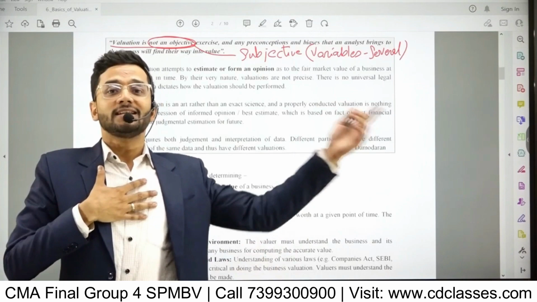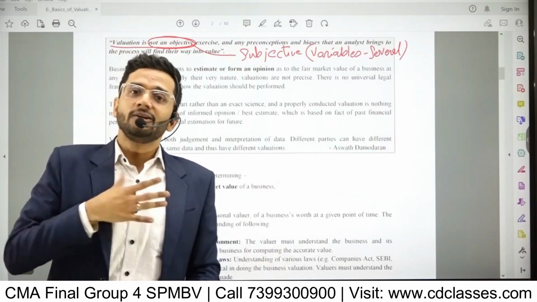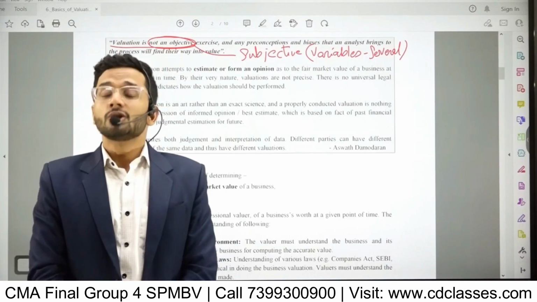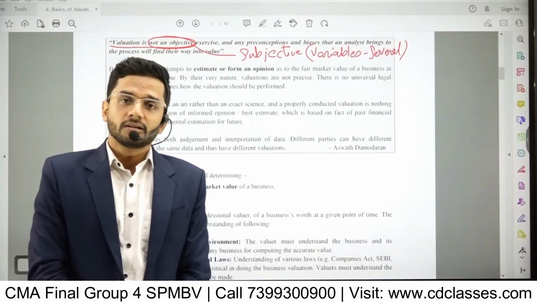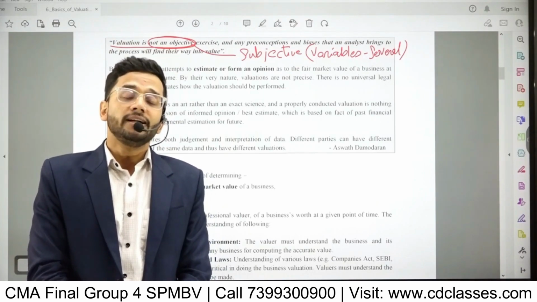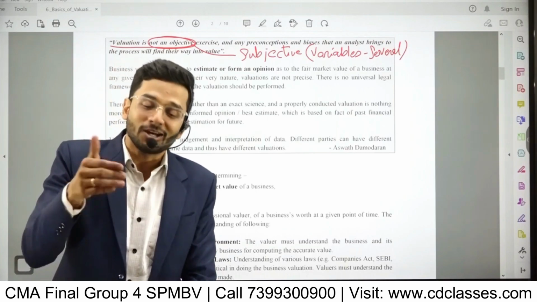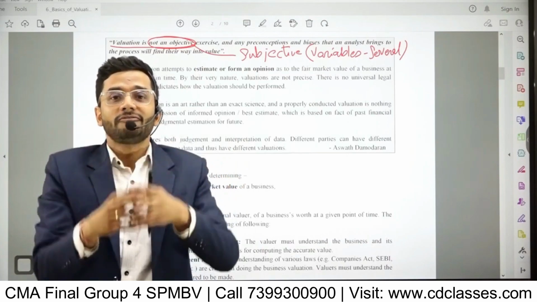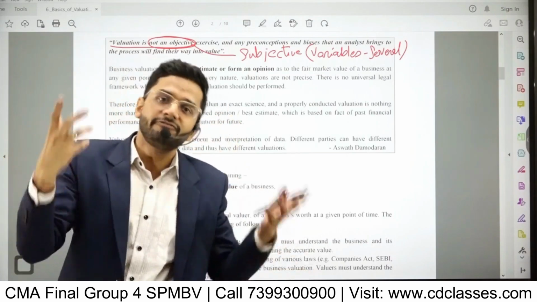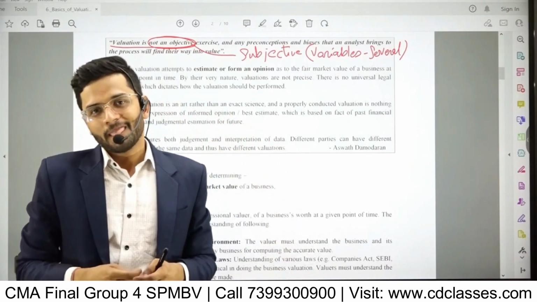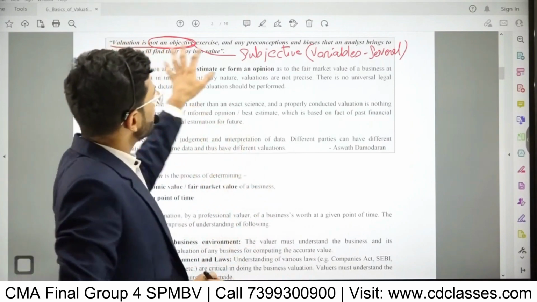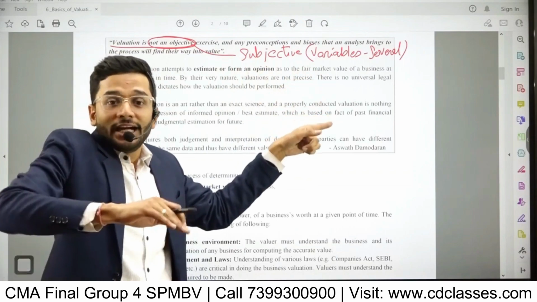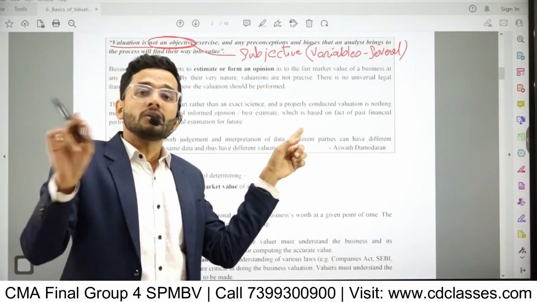So when I was purchasing that office in Lakshmi Nagar, I was valuing it at 45 lakh rupees. However, when the CMA practitioner was valuing that particular office, he valued it at 35 lakh rupees, which was 10 lakh rupees lower than my price. If a third person is valuing that particular office, he might come up with a different figure altogether. So valuation is not an objective exercise, it's a subjective exercise. It might vary from person to person who's doing it.